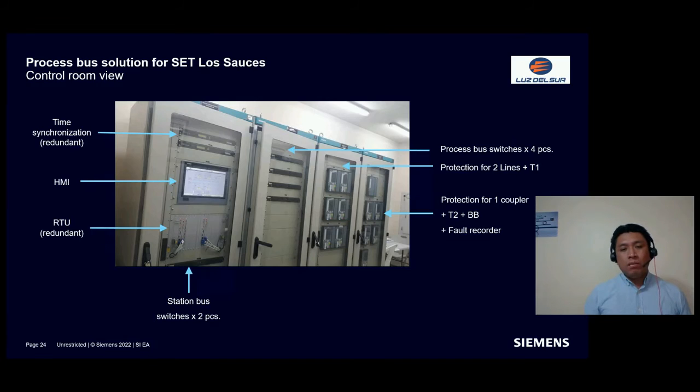For example, you can see that the third cabinet, beginning from the left side, we have the first row for the protection line. The second row is for protection line two and the transformer one. If you can see the next cabinet on the right side, we have at the first row a digital fault recorder. We also have two relays for transformer 2, other relays for the coupler, and the last one on the bottom side is for bus bar differential protection.